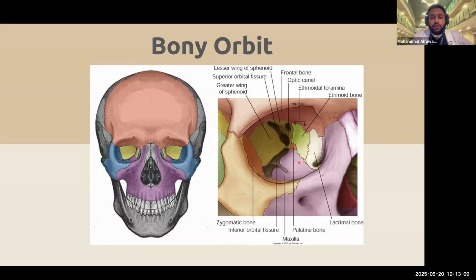This is why it's important for you guys to remember the boundaries and the bones in the orbit. But you need to know the boundaries well, and which bones make up the medial wall, lateral, the apex, which is the optic canal, the base, which is the external part of the orbit, the superior wall, and so on.